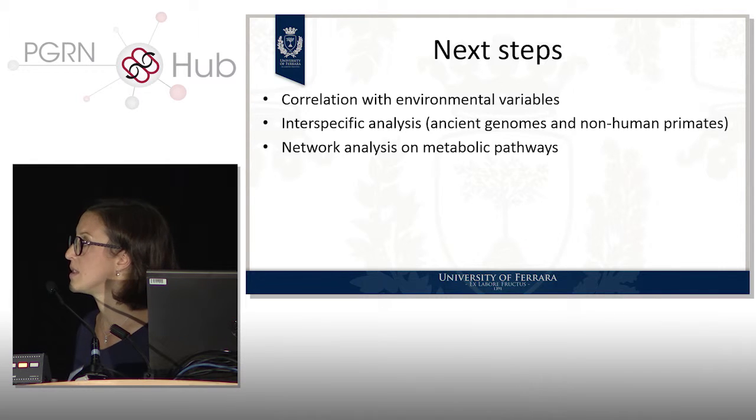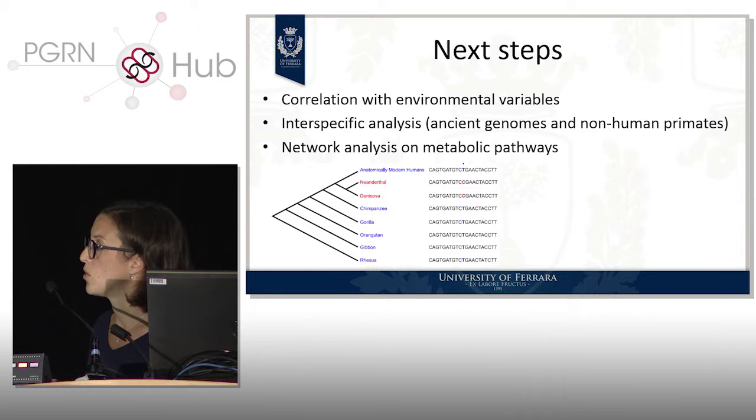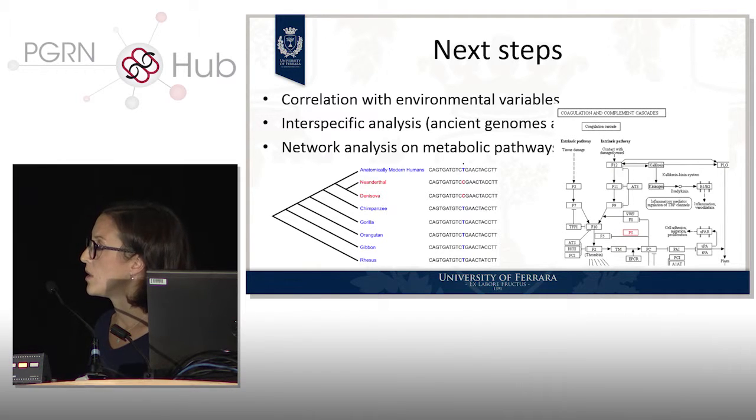Now it is very easy using GPS data to correlate the genetic variation that you see with the distribution of different environmental variables, which are telling you something, of course, about the environment and are possibly shaping the evolution of the gene. We are undertaking interspecific analysis using ancient genomes that are now available, so Neanderthal, Denisova, and other non-human primates. And then, given the signature that we observe on coagulation, we are going, for sure, to do some network analysis on specific metabolic pathways, like the one that you see here.